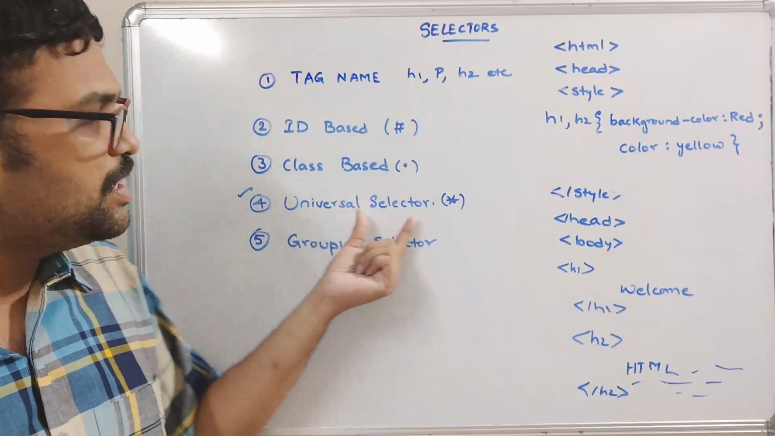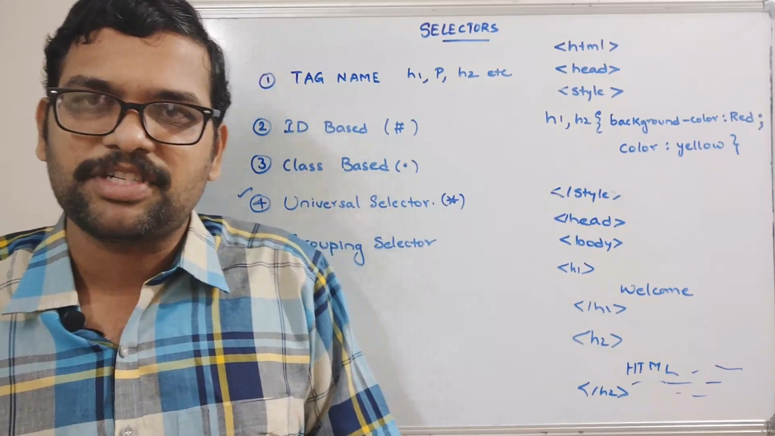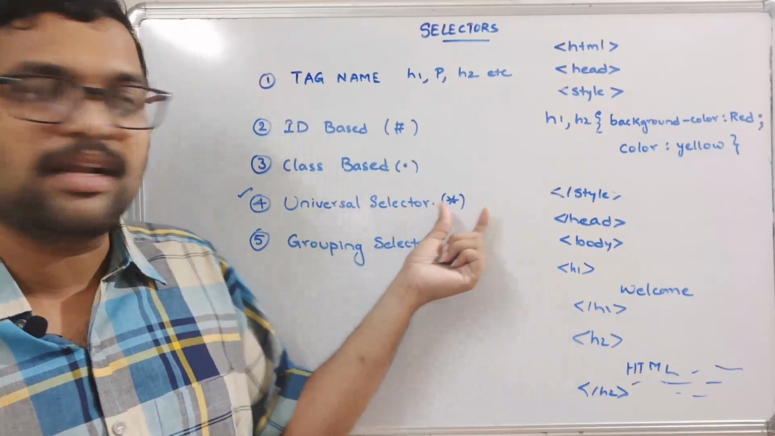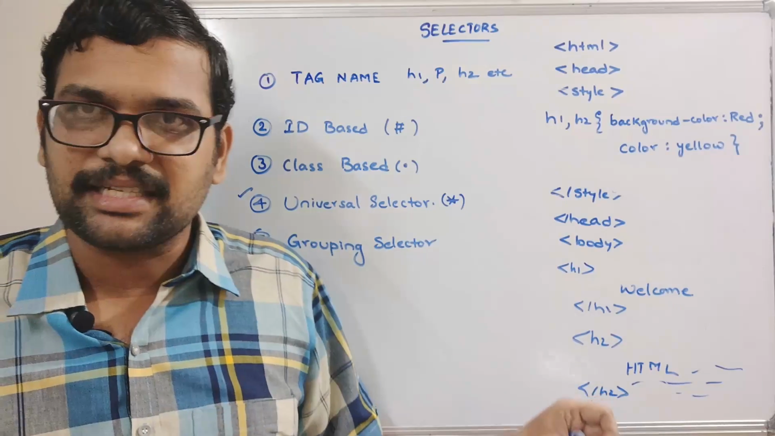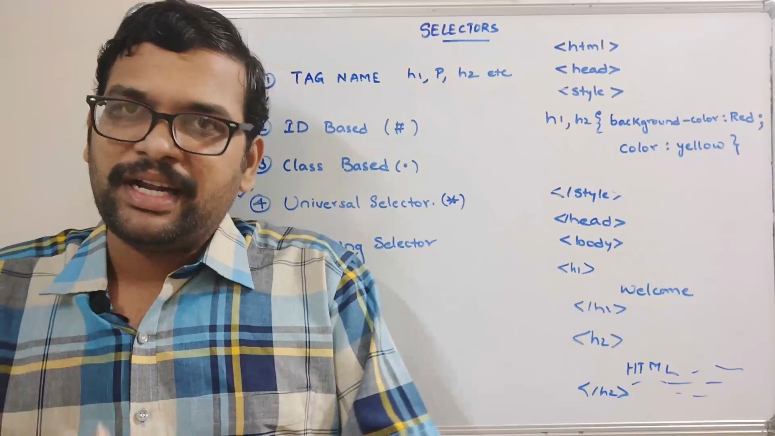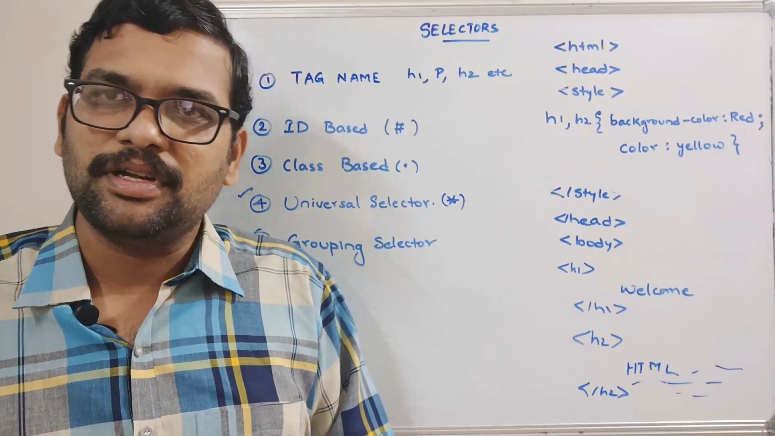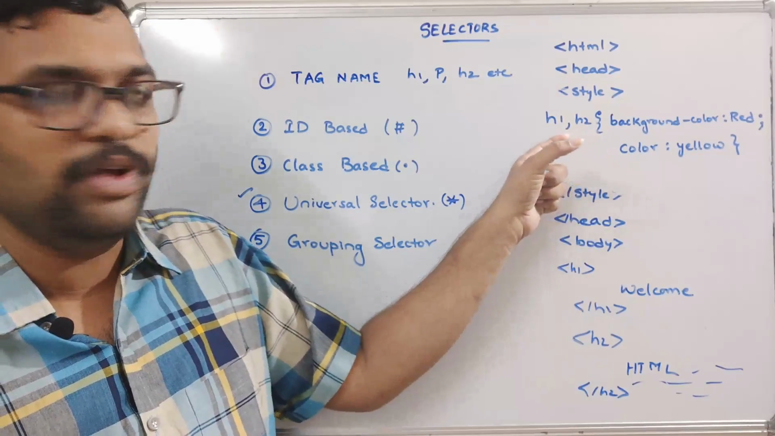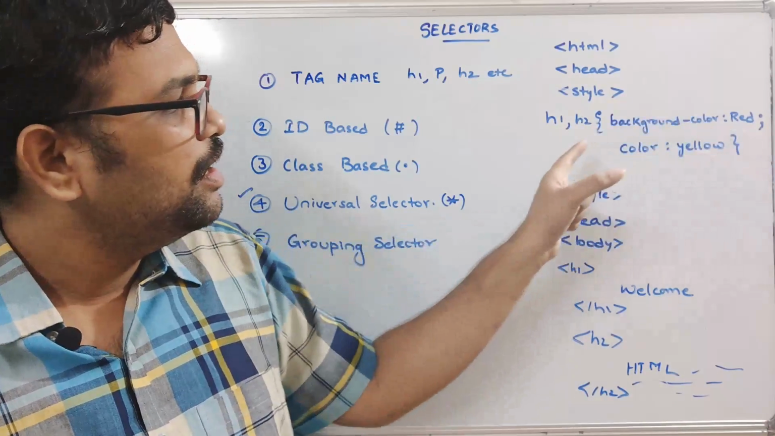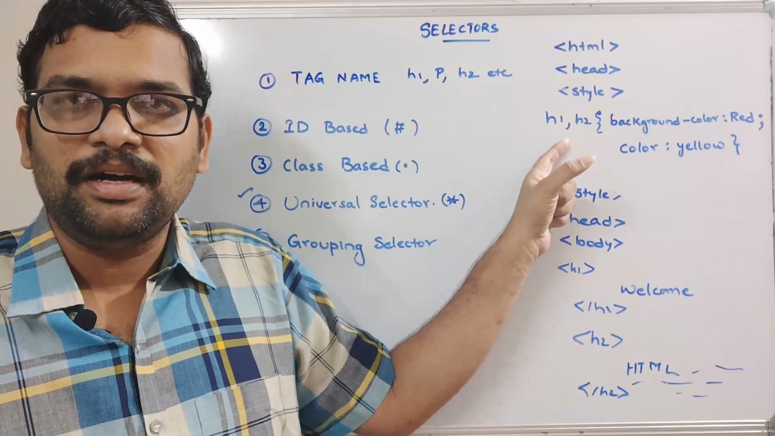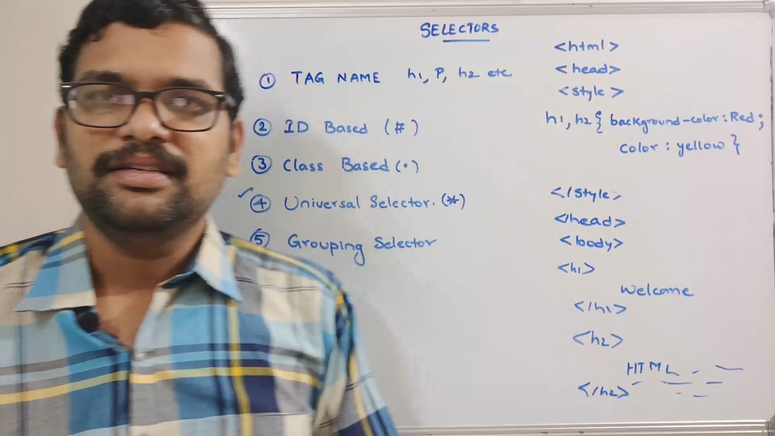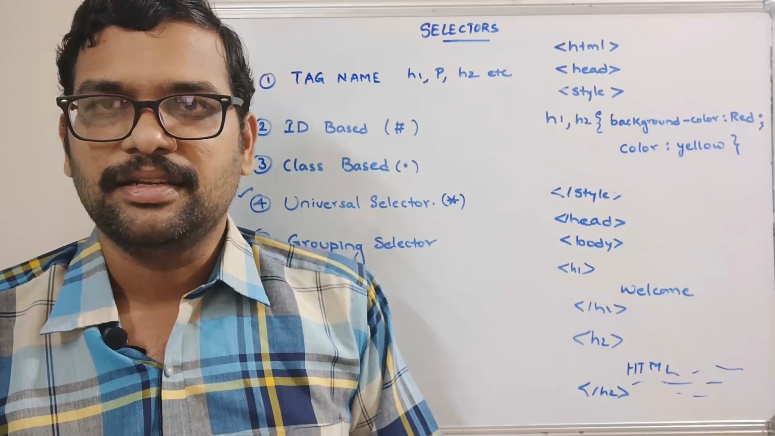And the next one is the universal selector. If all the content should follow the same style, we can directly go with this universal selector, that is a star. It comes with all the tags. It will be applicable for all the tags. And the next one is the grouping selector. If more than one tag needs to follow the same style, we'll go with this grouping. We'll group all the similar tags which will follow the same style by separating with the comma. So this is how we'll use the selectors to apply the CSS style sheets, right?